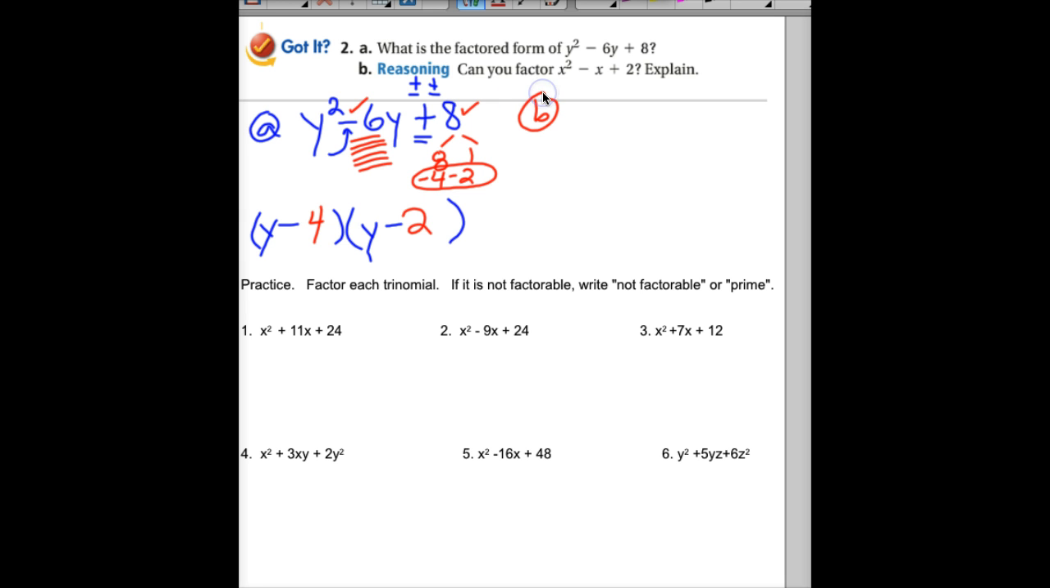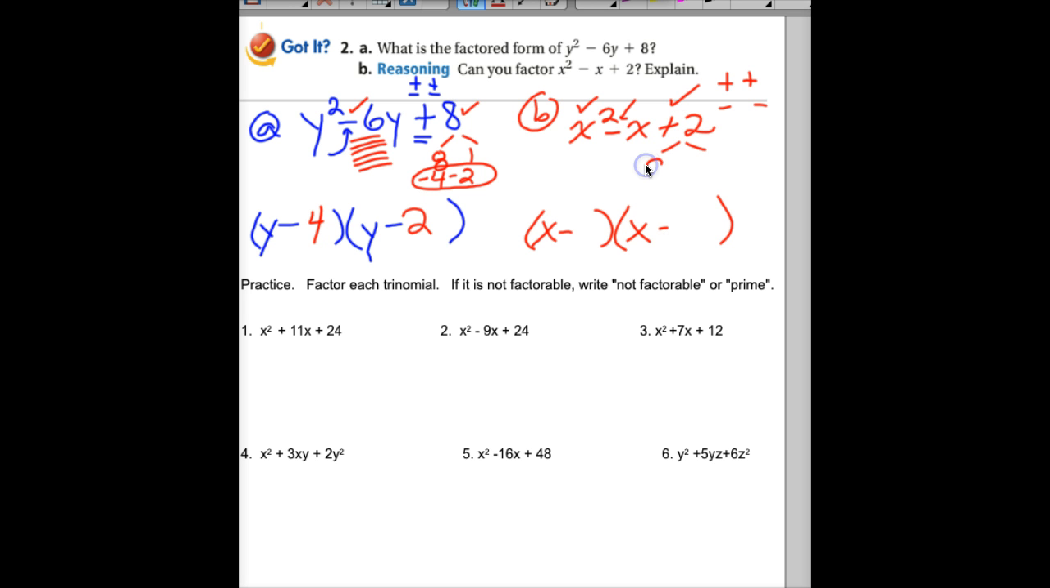For part B, can I factor this? Well, let's take a look. Let's give it a try. x and x would have to be my leads. I know that because it ends in a positive, I've either got to go plus plus or minus minus. Because of the middle, I know I need to go minus minus. Well, let's take a look.